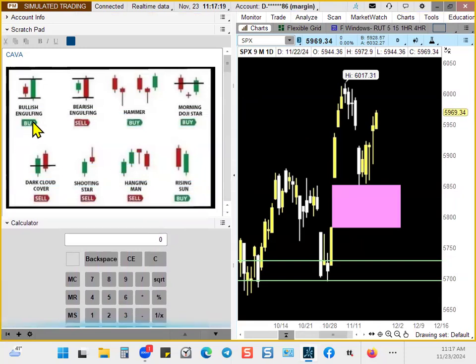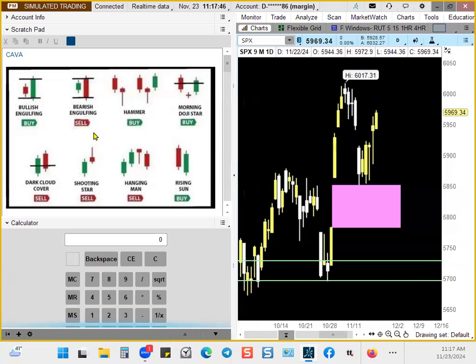anytime we're talking about these type of candles, bullish engulfing, bearish engulfing, okay, the one thing that's important, here's the hammer. The main thing that's important about any of these formations is understanding that these are effective depending on where you're seeing them on the chart.